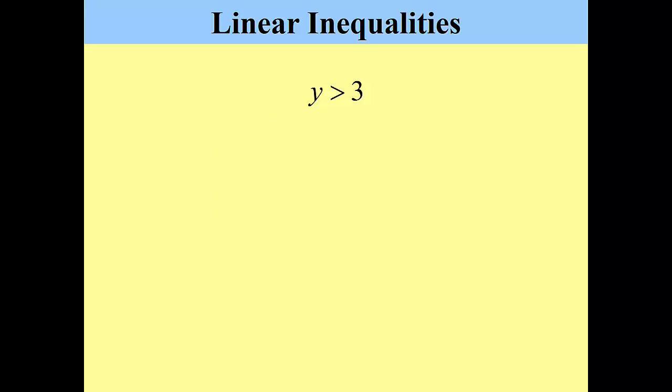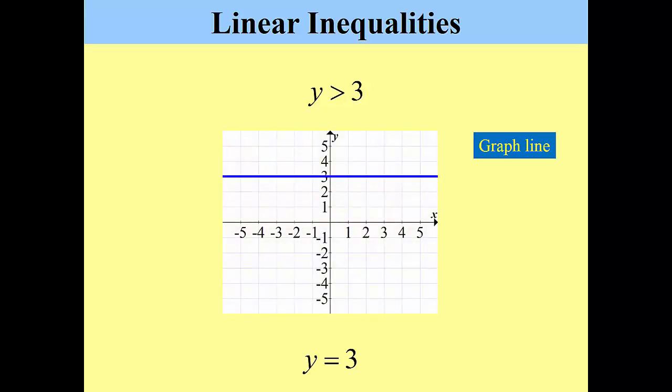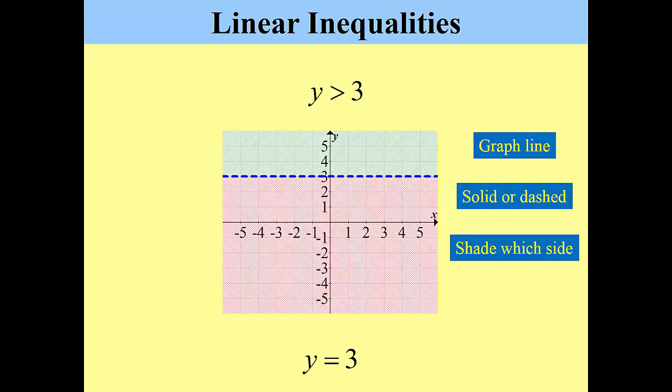Here's some that are a little stranger. We did some like these in an earlier chapter. If we graph the line y equals 3, that's going to be the horizontal line going through 3 on the y-axis. It's going to be a dashed line because there's no equals on the inequality. And we need to shade above or below. Well, the inequality tells us which side to shade. Y is bigger than 3. Where do you see y's that are bigger than 3? That's above the line.